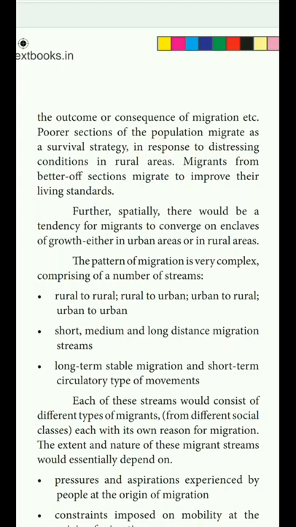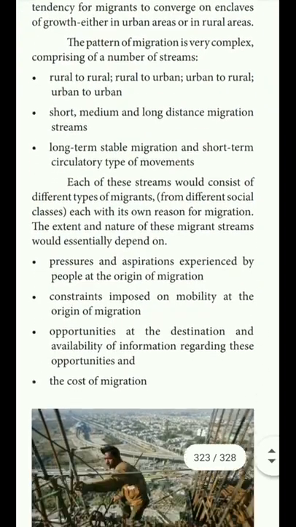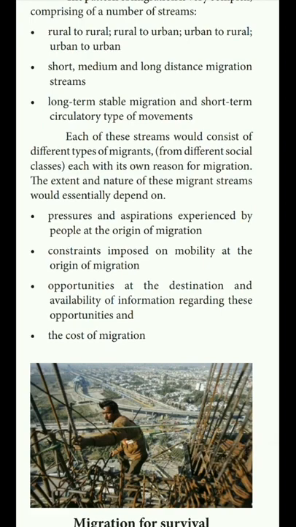The extent and nature of this migrant stream would essentially depend on how this pattern of migration happened: the pressures and aspirations experienced by people at the origin of migration, constraints imposed on mobility at the origin of migration, opportunity at the destination and availability of information regarding these opportunities, and the cost of migration. These are the important factors for migration for survival, or the migrant stream.